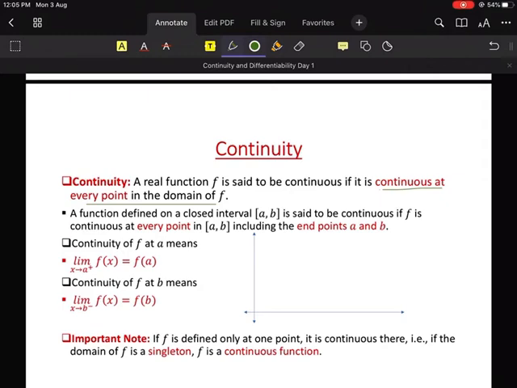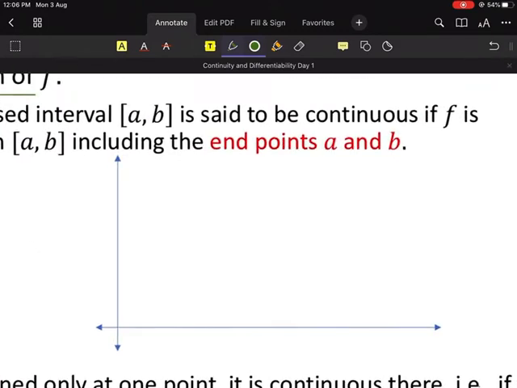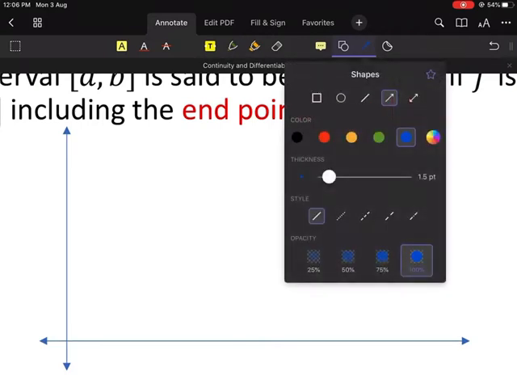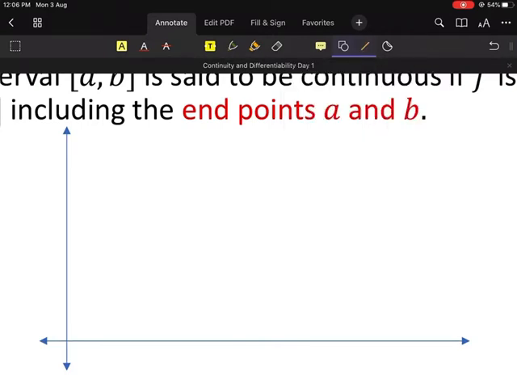A function defined on a closed interval a comma b. They have already told that it's defined. The function defined on a closed interval a comma b is said to be continuous if f is continuous at every point in a comma b, including the endpoints a and b. So what does it mean? So they're telling that there is a function. What is the function they're talking about?